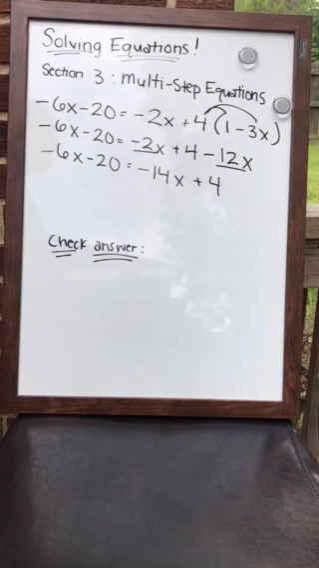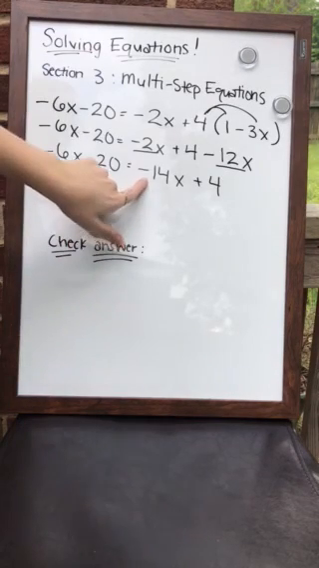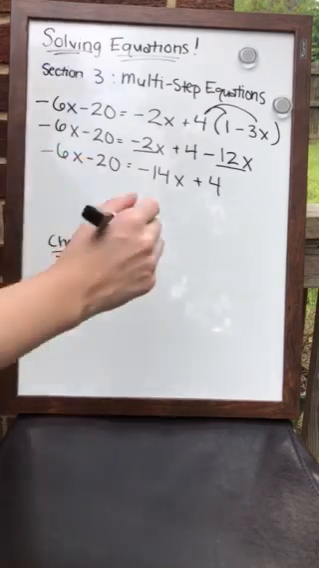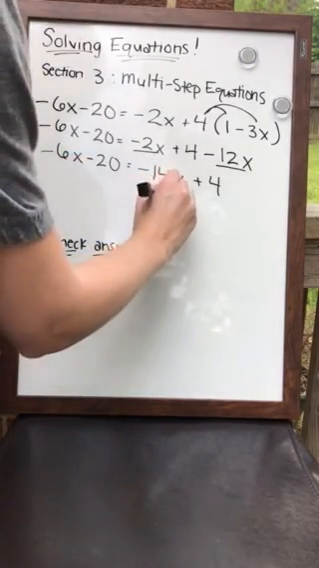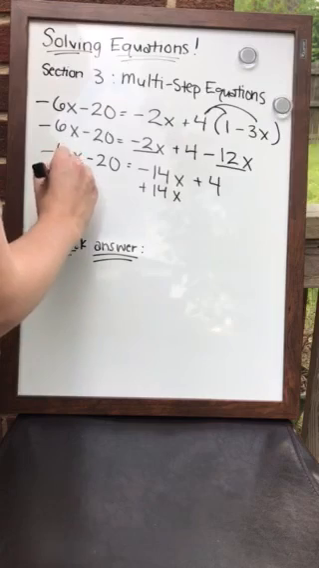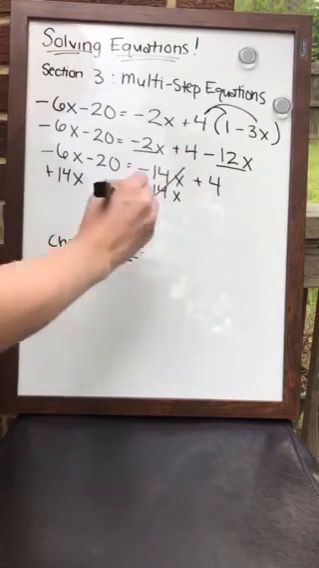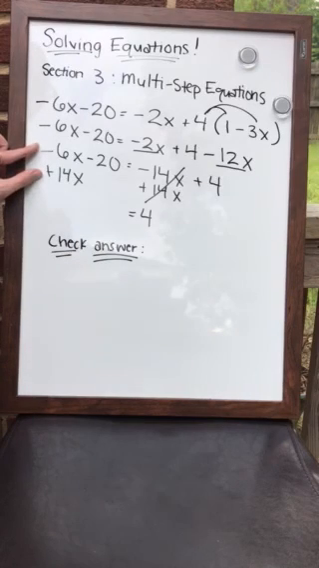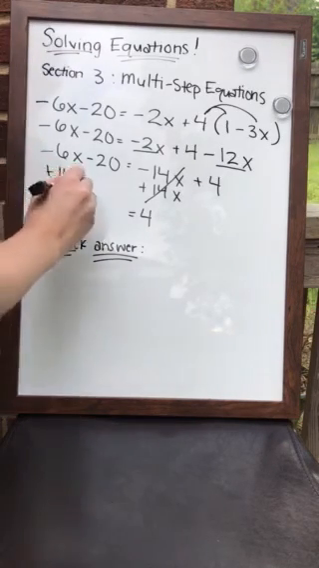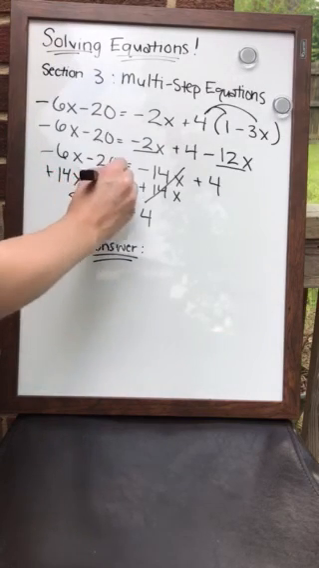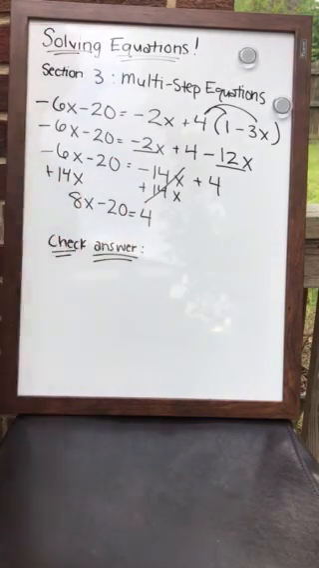sign to the other. So it kind of turns into what we had in section 2, which is the problem with variables on both sides. So I want to take this big negative 14x and I'm going to add it to both sides to get rid of some of these negatives. So that's going to cancel out and I'm left with 4 on this side. Over here, negative 6x plus 14x is actually going to give me a positive 8x. Bring down the minus 20.